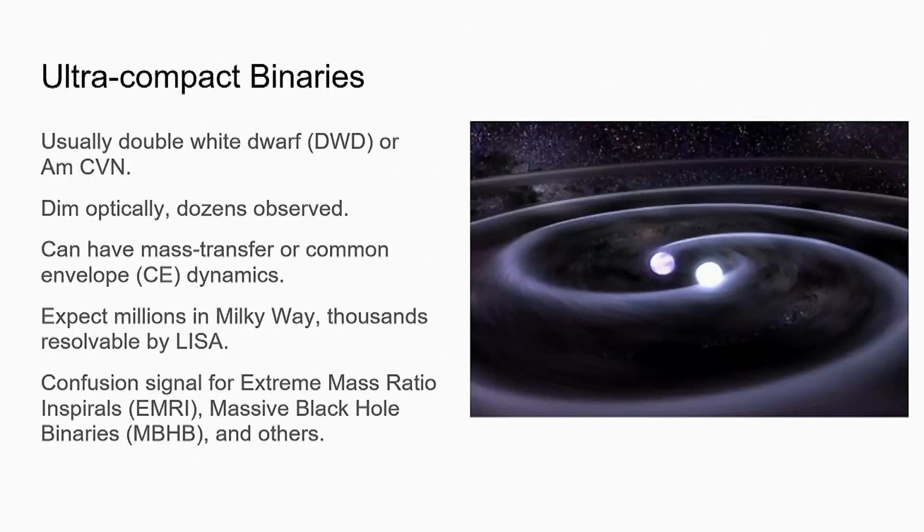So I'm going to focus on ultra-compact binaries. Our last speaker talked a little bit about these, so I'm not going to belabor this too long. They're very dim. Optically, we only know about the ones that are essentially in our stellar neighborhood. They're expected to be far and away the most numerous LISA source, and they form this sort of confusion background for other sources. So characterizing them is important, essentially because your signal is my noise and my noise is your signal.